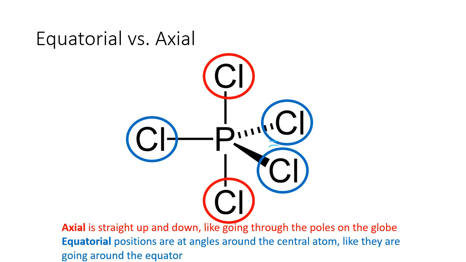Axial positions, in red, are straight up and down, like going through the poles on a globe. So if the atoms are 180 degrees away from each other, it is in an axial position. Equatorial positions are at angles around the central atom, like they're going around the equator on the globe. Equator, equatorial. I hope that this analogy will help you remember.